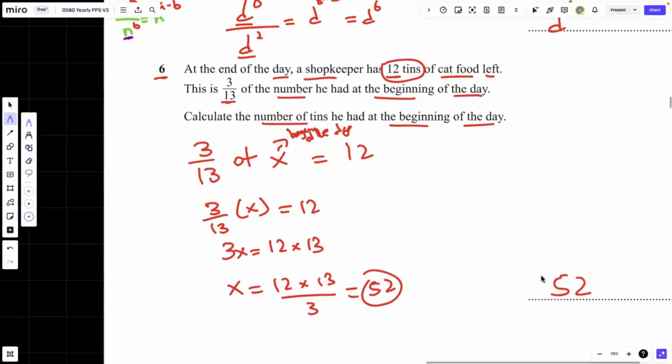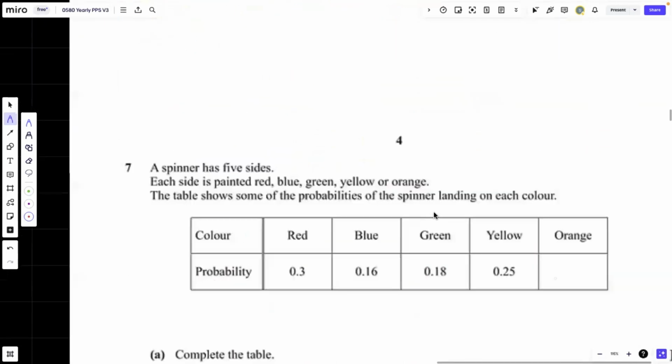And when you check out the 3/13th of 52, you cross-check your answer, and to understand this logic further, the 3/13 of 52 is actually coming out to 12. So the logic is perfectly fine here. We have done it absolutely right.